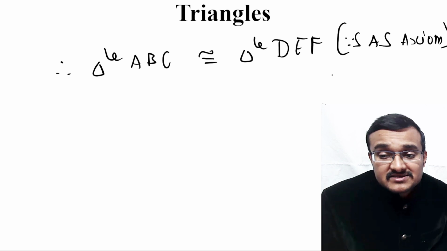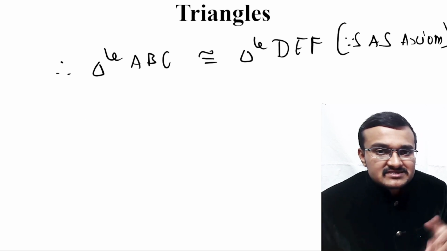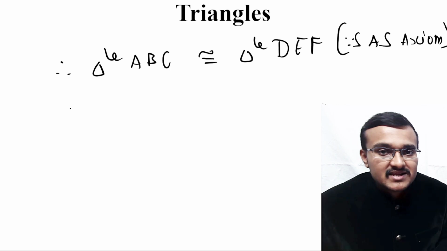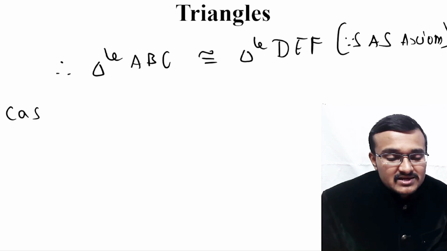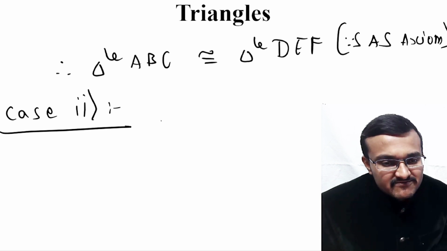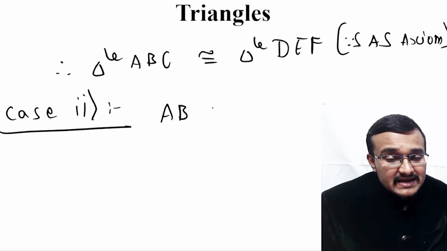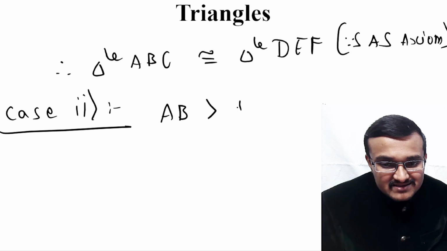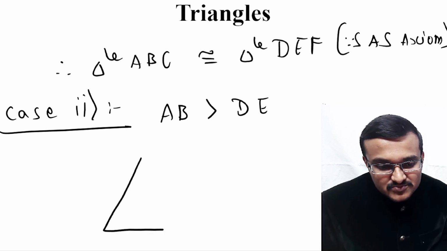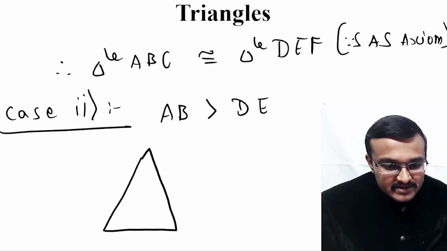Now we will consider the second case. Straight away just assuming AB is equal to DE will not work. We have to prove the other cases also. Now we will consider the other possibility. In case 2, we are considering one more possibility where AB is greater than DE. Here I'll draw this image one more time.